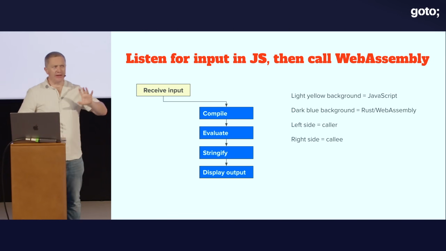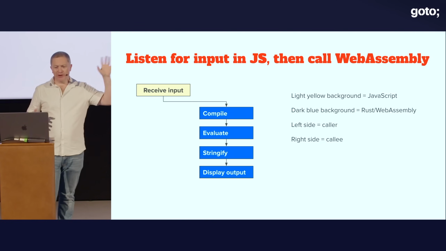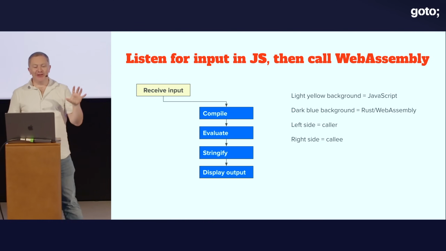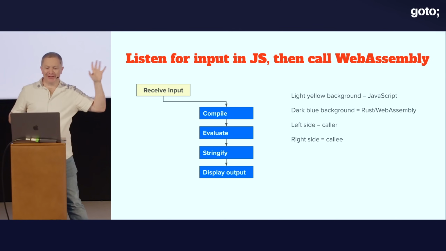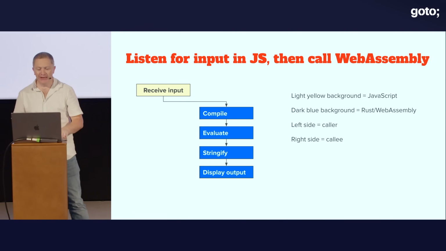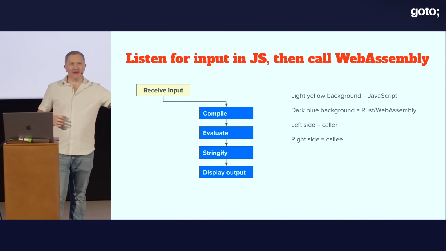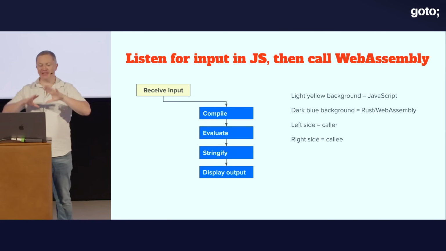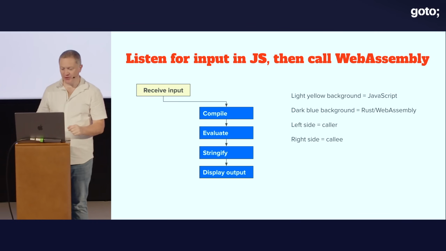I'm going to explain how all of this works using these box flow diagrams. The ones with the yellow background are JavaScript, and the ones with the darker blue background are WebAssembly. Things on the left are calling things on the right. These represent functions or chunks of code.